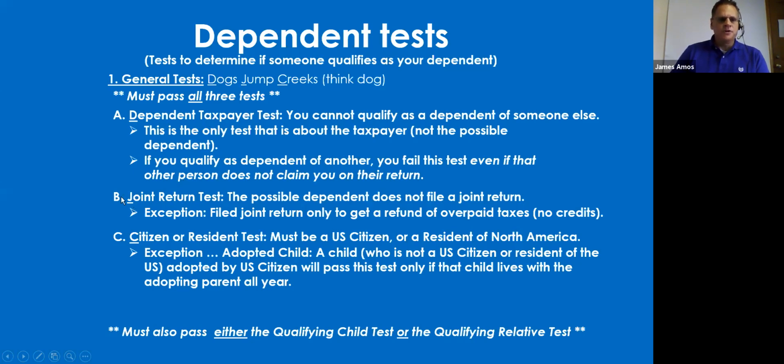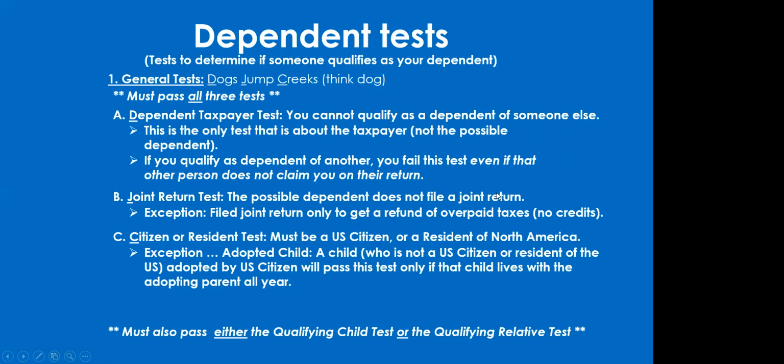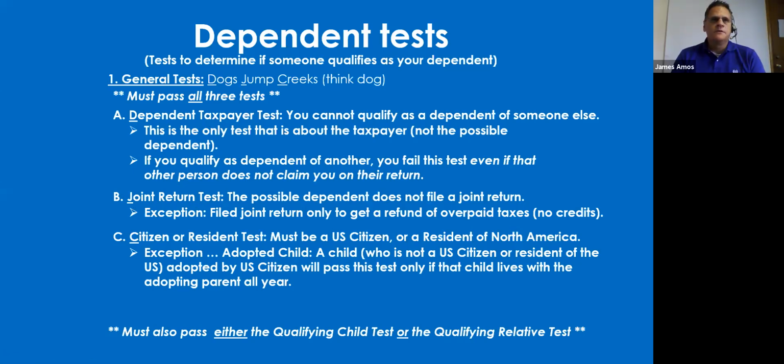Now, the joint return test, remember, all the other tests have to do with that person you're hoping to claim as your dependent. So joint return test, this is saying the possible dependent does not file a joint return. In most cases, somebody that's filing a joint return will not be trying to be a dependent of yours anyway. But there are exceptions to this rule.